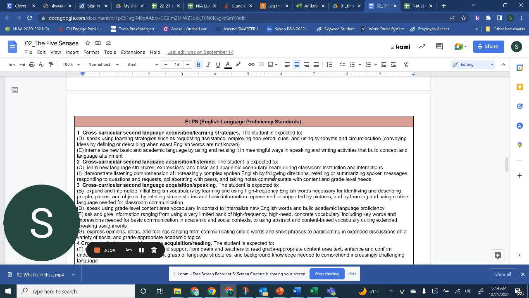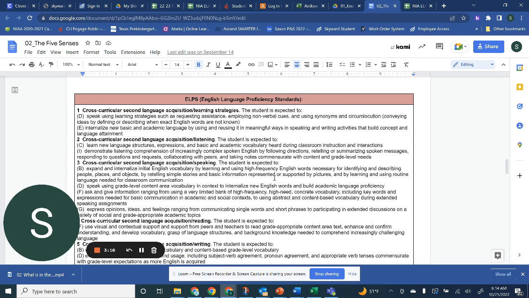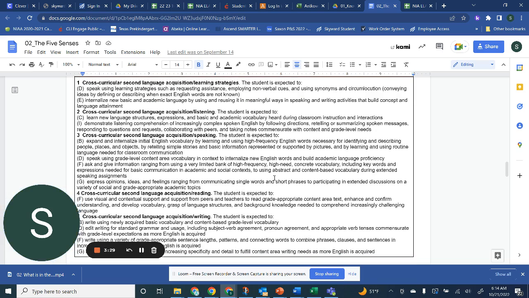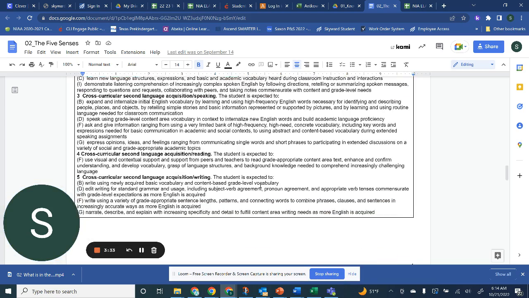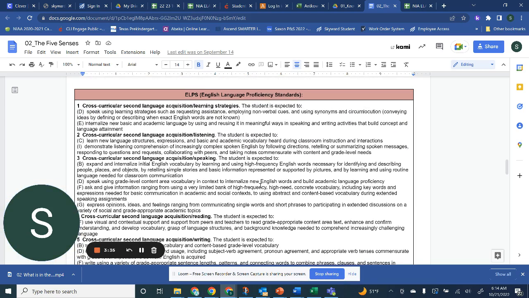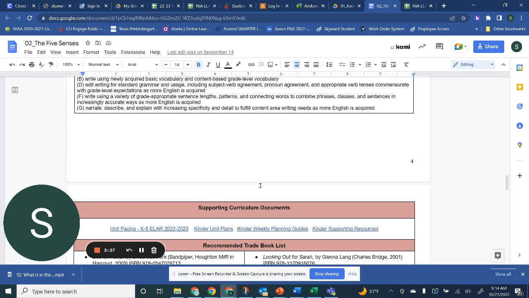The next thing that you'll see are the ELPS. These are our English language proficiency standards. This is another set of standards that the state of Texas requires us to teach to anyone who's designated as ESL or ELL. So those language learners that we have, the English is not their first language, we are required by the state to cover these standards with those students as well. So please make sure you're looking at these standards and including them in your lesson plans and in your instruction.